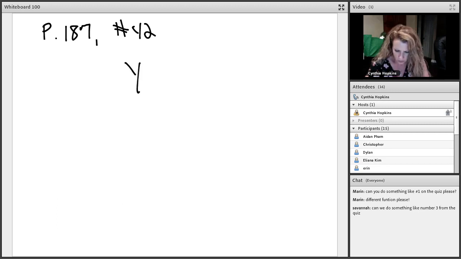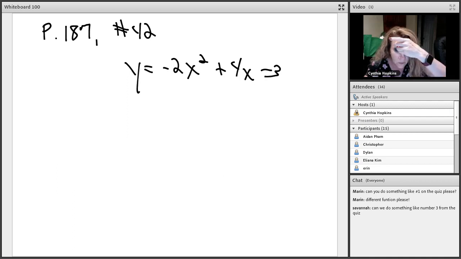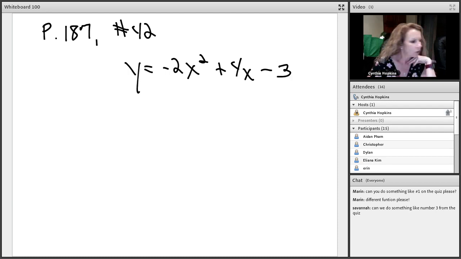All right, so here's the equation. Y equals negative 2x squared plus 4x minus 3. Okay, let's assume that the exact same directions are given. So they say use this function. They put f of x instead of y, but you know that means the same thing, right? And the first set of directions say transform the equation into vertex form.